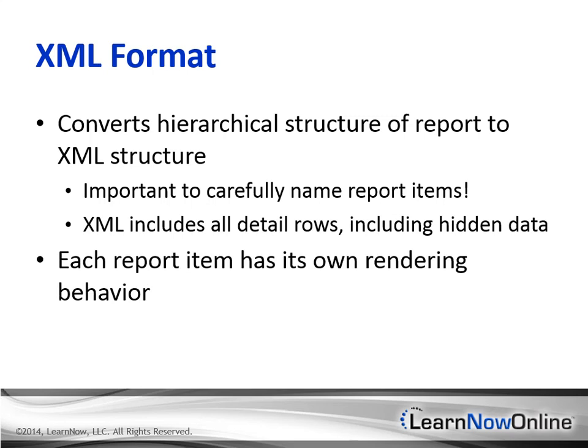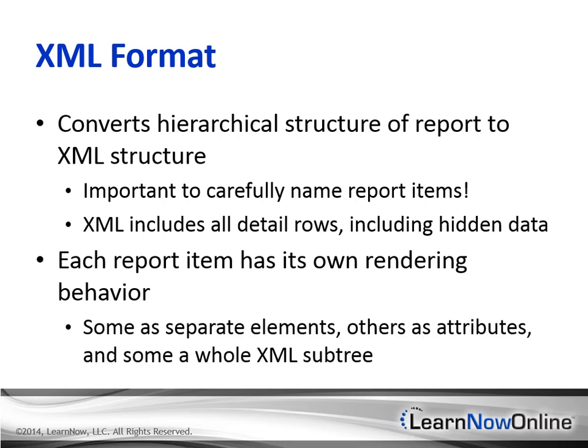Now, each type of report item has its own rendering behavior, and I'm not going to go through those here. It's kind of similar to the concepts in CSV, but customized for XML. So if you really want the nitty-gritty detail, and it is very nitty-gritty, you should check out the Books Online topic, Exporting to XML. It has all the details. Most importantly, some items render as separate elements, others as attributes, and some produce a whole subtree of XML. It really depends on how complex each report item is.